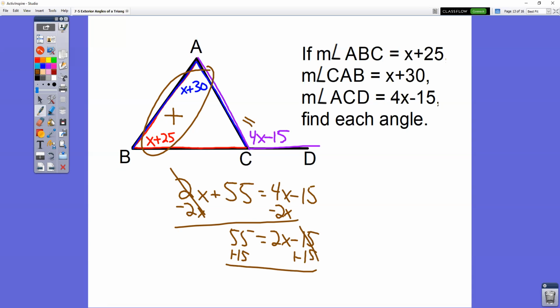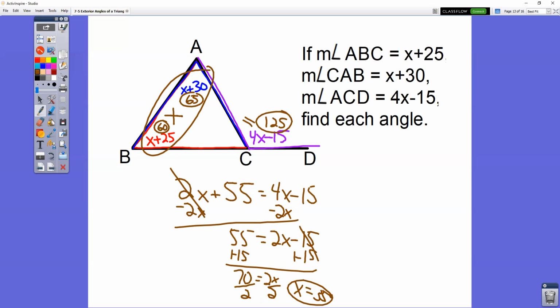So 55 plus 15 is 70. Divide by 2, and we get x equals 35. Take that 35, sub it back in. 35 plus 30 is 65. 35 plus 25 is 60. 4 times 35 minus 15 gives you 125. Always make sure that your final answer makes sense. 60 plus 65 gives you 125.